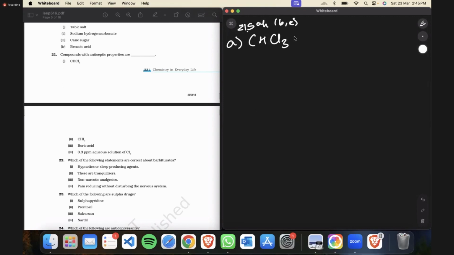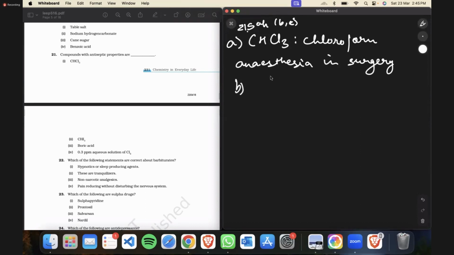This is question number 21. Alright, so CHCl3, chloroform. Chloroform was used as an anesthesia in surgery, but now it is used in the production of the freon refrigerant.